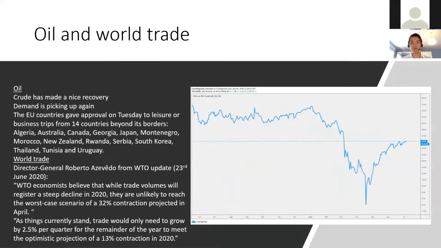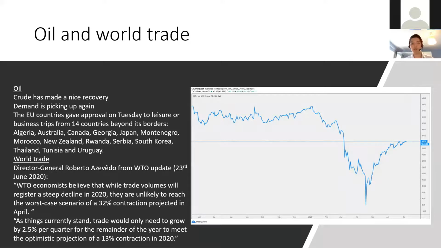So next we have oil and world trade. And oil is picking up in price as demand recovers. We have the EU safe zone, which has now been established with those 14 countries. And on top of this, the UK's air bridges were released just a few days ago. So flights are going to pick up steadily now.